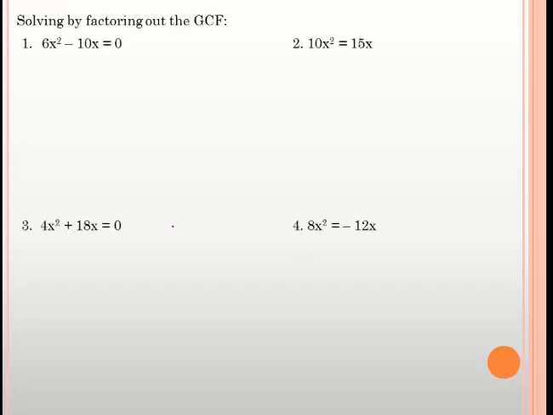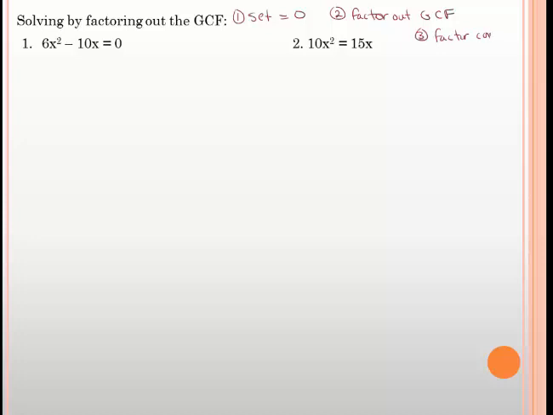Okay, sometimes our first step will be to make sure that our equation is set equal to 0. Our next step will be to factor out the GCF. Then our third step is to make sure we're factored completely, just in case. And then finally we split, set equal to 0, and solve.